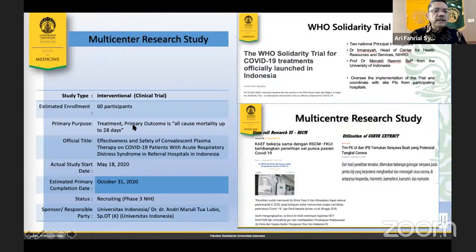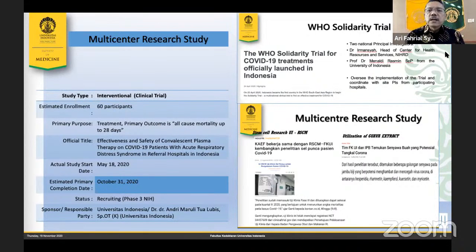We have a multi-center research study in our university. First, we study convalescent plasma therapy. We submitted our research to clinicaltrial.gov about the effectiveness and safety of convalescent plasma therapy on COVID-19 patients with acute respiratory distress syndrome in referral hospitals in Indonesia. We do this not only in our hospital, Cipto Mangunkusumo Hospital, but with some other hospitals as well. And we have also joined the WHO Solidarity Trial for the treatment of COVID-19 patients.